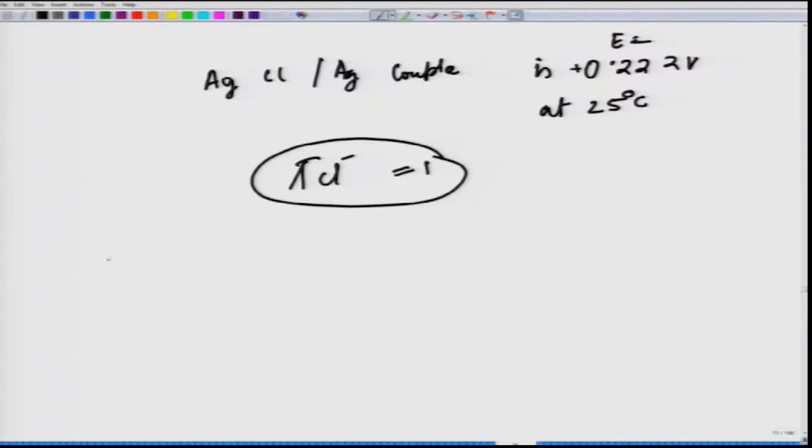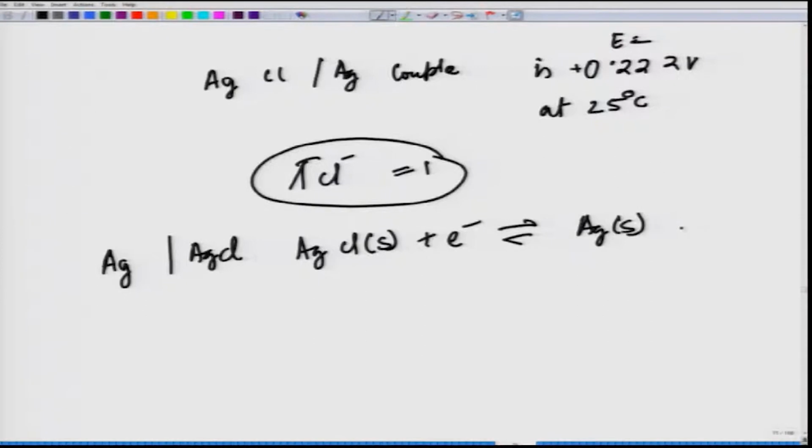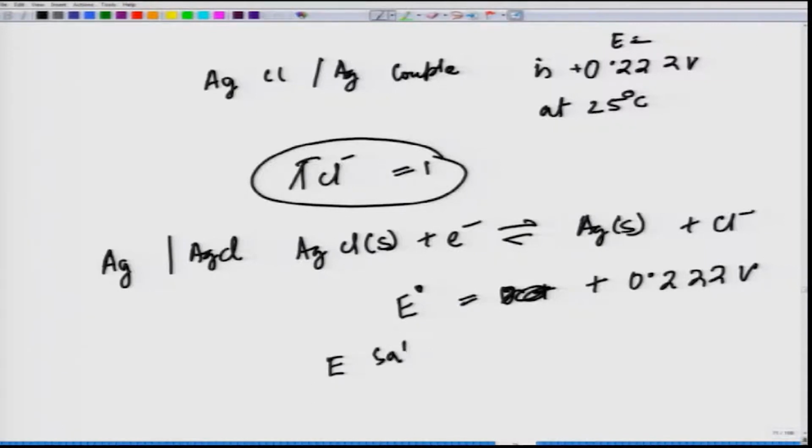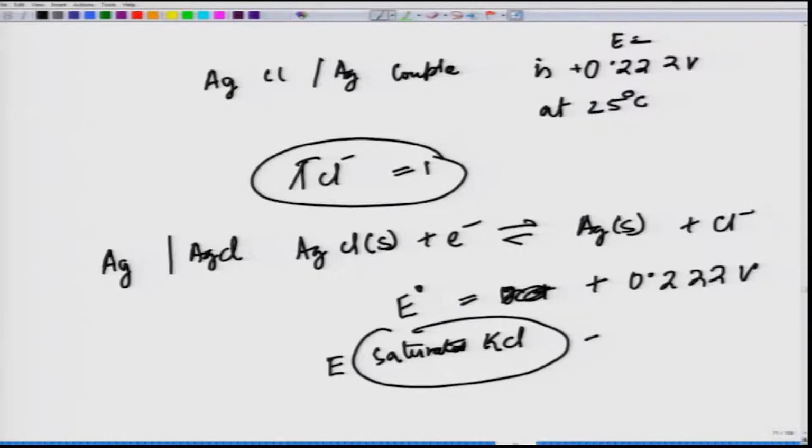Okay. So, now when I write this, you have to write it like this: AgCl plus electron makes Ag solid plus Cl minus, where E0 is equal to 0.222 volt, but in a saturated KCl this is 0.197 volt.